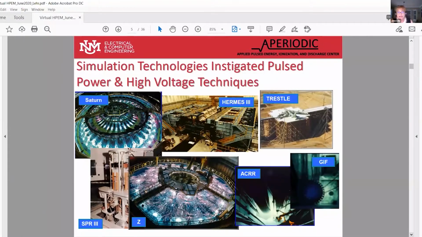Saturn is a high current driver. Z machine makes X-rays to test nuclear weapons. Hermes is an ionizing radiation simulator, and Trestle was a high power electromagnetic facility. So all these use the same basic technology, the same high voltage techniques to drive the simulation technologies, all for very different purposes, and the loads are very, very different.